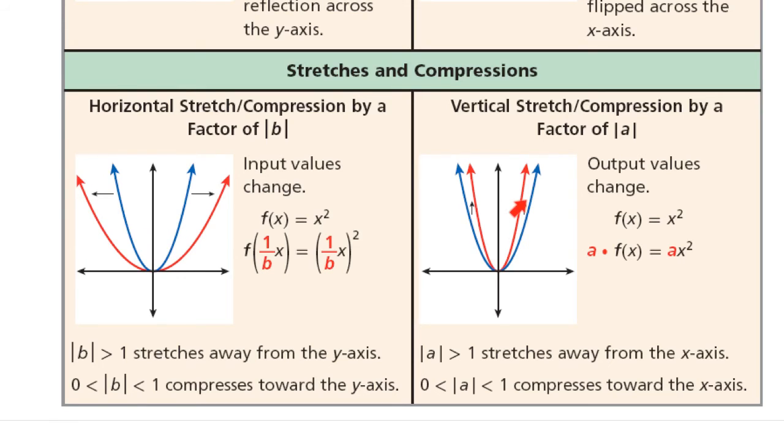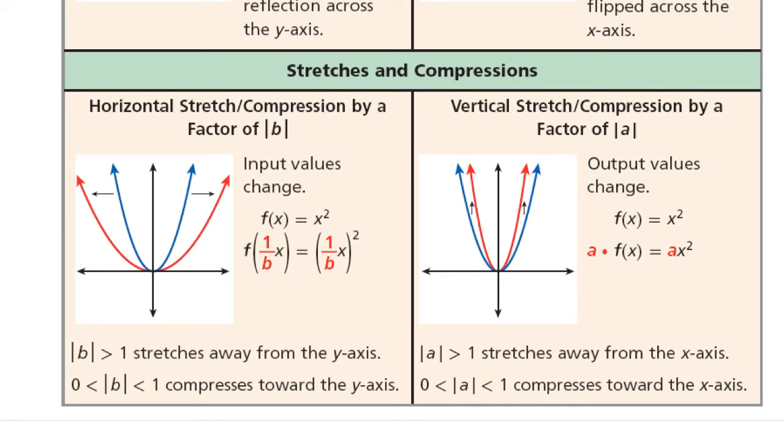Over here with a vertical stretch, that's going to affect your y value, so it's going to affect the outputs of the function, so you won't see it affecting the x in parentheses right there. If a is greater than 1, it's going to stretch it away from the x-axis. It's going to make it look skinnier, but think about those y values being further away from the x-axis.